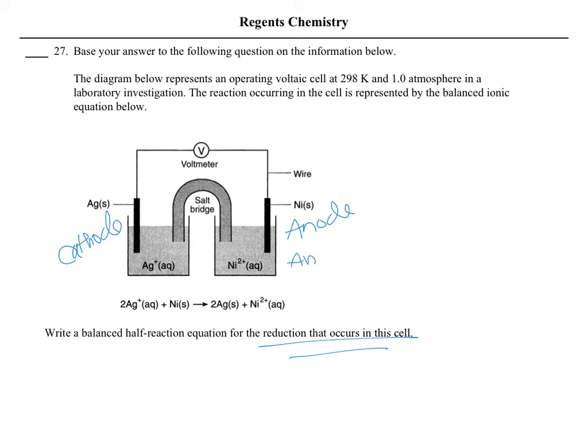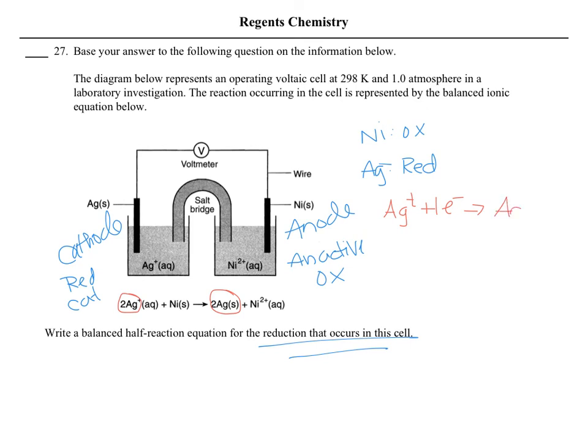And then I know an active ox, red cat. So that means my nickel is oxidized, and that means my Ag is reduced. My question is specifically asking me just for the reduction. So I'm going to do my reduction of the Ag+ to the Ag solid. Take my Ag+ plus 1e-, yielding Ag solid. That's all you need to do. Okay? Pretty good.